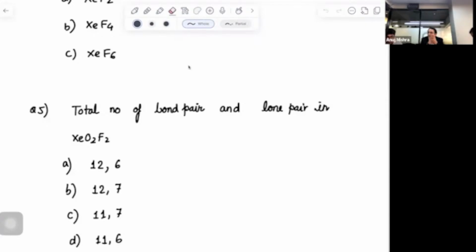Total number of bond pairs. Good place, no? Total number of bond pair and lone pair in XeO2F2. Answer please.